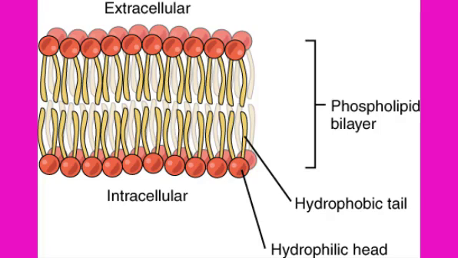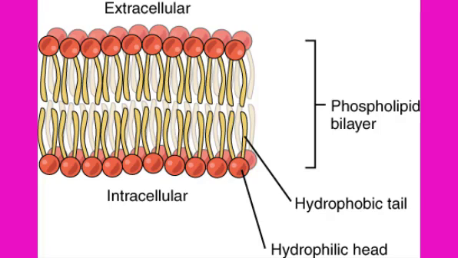The phospholipid bilayer consists of two adjacent sheets of phospholipids arranged tail to tail. The hydrophobic tails associate with one another, forming the interior of the membrane, and the polar heads contact the fluid inside and outside of the cell. So the cell membrane consists of two adjacent layers of phospholipids.